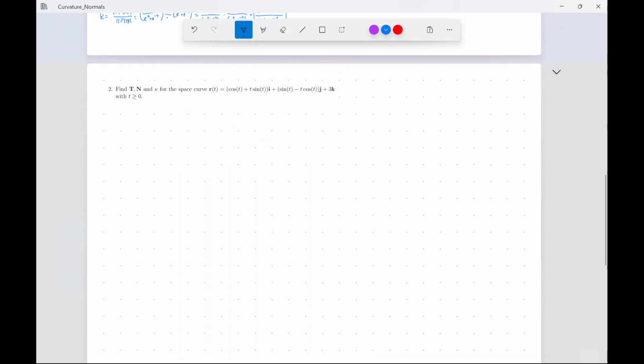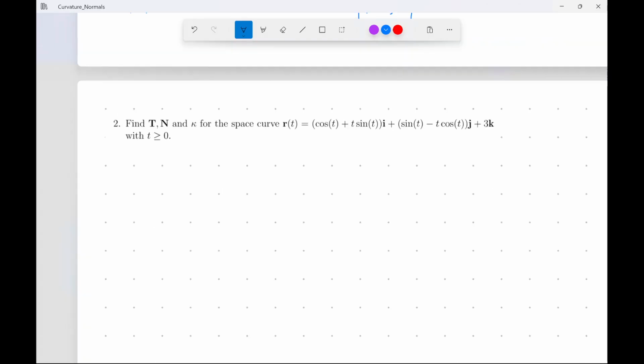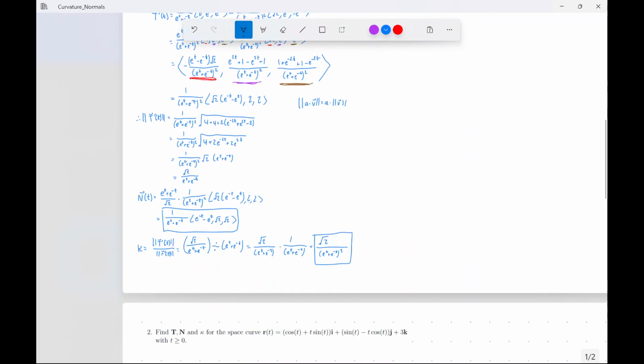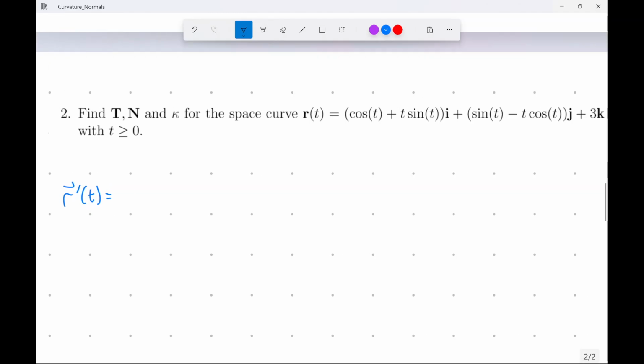We want to find T, N, and kappa for this space curve. Okay, so again, we just need to use the same formulas that we used up here. So this process will always start by finding r prime of t. So let's do that. Here it's going to be... Oh, this is going to be ugly, isn't it?